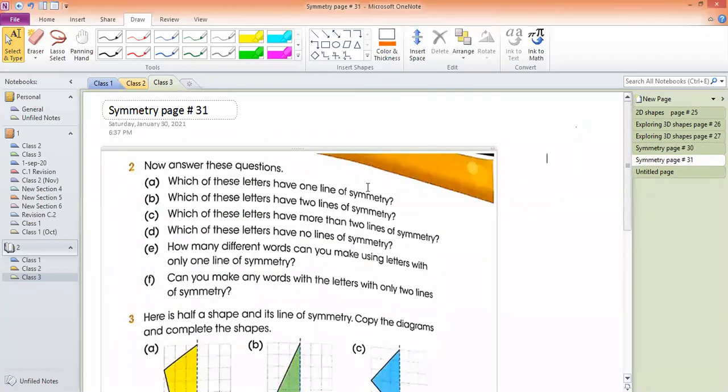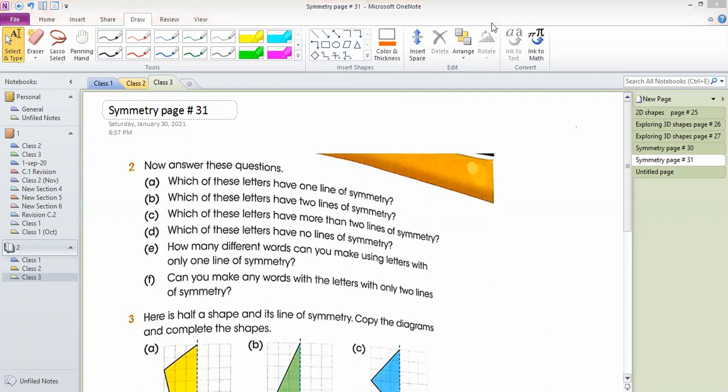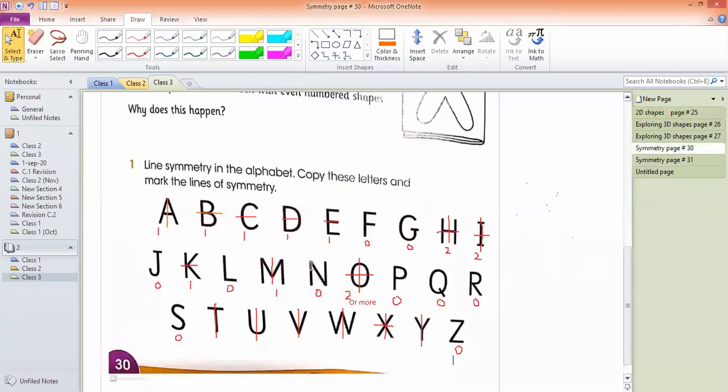Which of these letters have one line of symmetry? Can you answer me, guys? Check it and complete the answer by yourself. Can you do it by yourself? Guys, it is very easy. Go back to page number 30 and check.